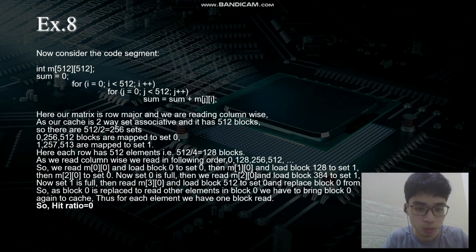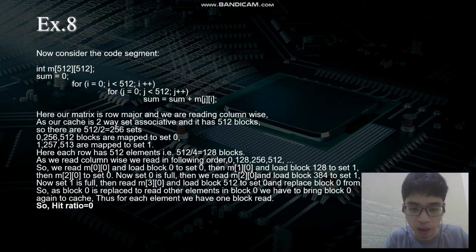As we read column wise, we read in the following order: 0, 128, 256, 384, 512. So we read array element M00 and load block 0 to set 0. Then M10, and load block 128 to set 1. Then M20 to set 0. Now set 0 is full.